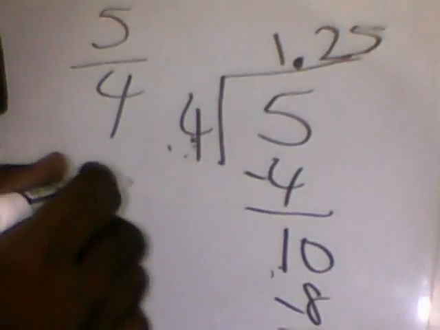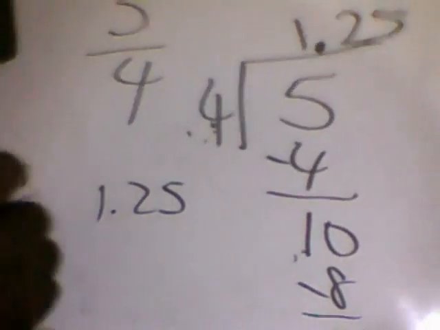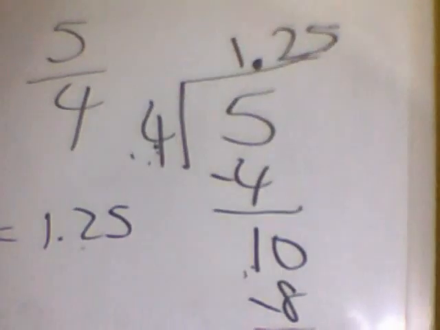So our answer is then 1.25. So we're saying that 5/4 is equal to 1.25. So, if you recognize, we don't stop dividing until we get 0. Very good. Alright, so that's how you change from fractions to decimal. Now what if we had a mixed fraction?